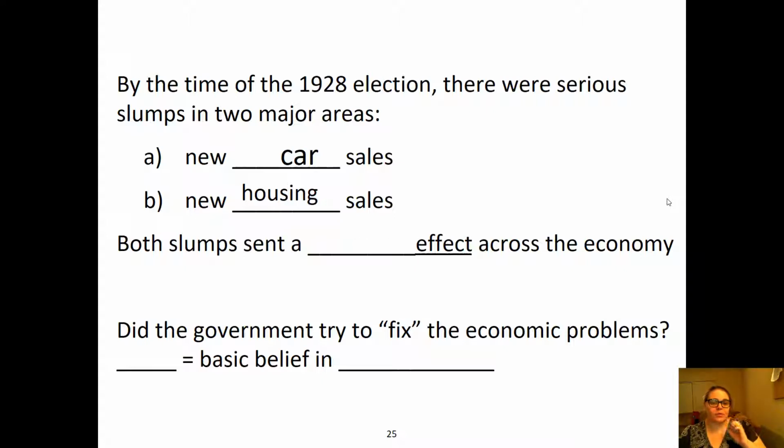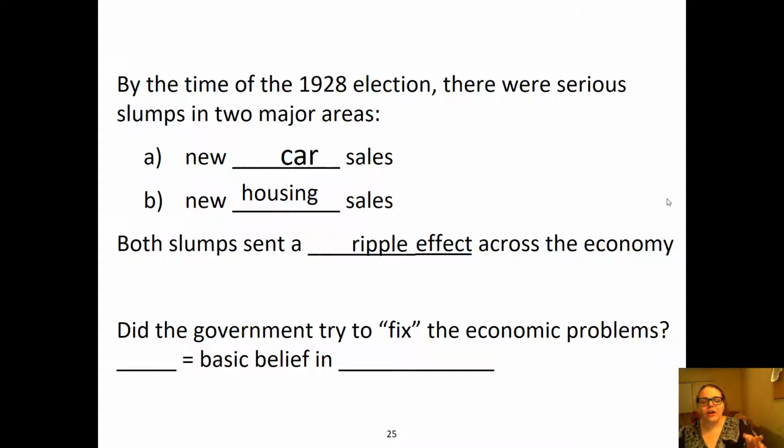Now, both of those slumps are going to send a ripple effect across the country. Just like the railroad used to be the center of the industry, the car, we talked about this in the 1920s, becomes the center of the industry. And so there are so many other industries involved in making cars, and so many other industries involved in building houses: construction, electrical, plumbing, furniture, all of these things go into building a house. So if people aren't buying houses, fewer houses get built, and then all of those other areas, all of those other types of companies and industries, they start failing.